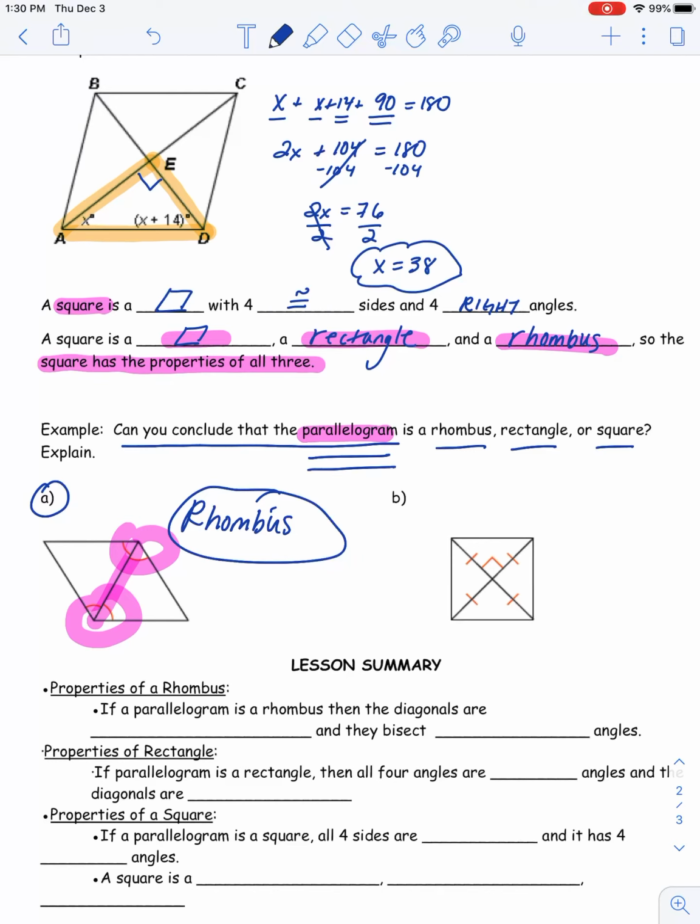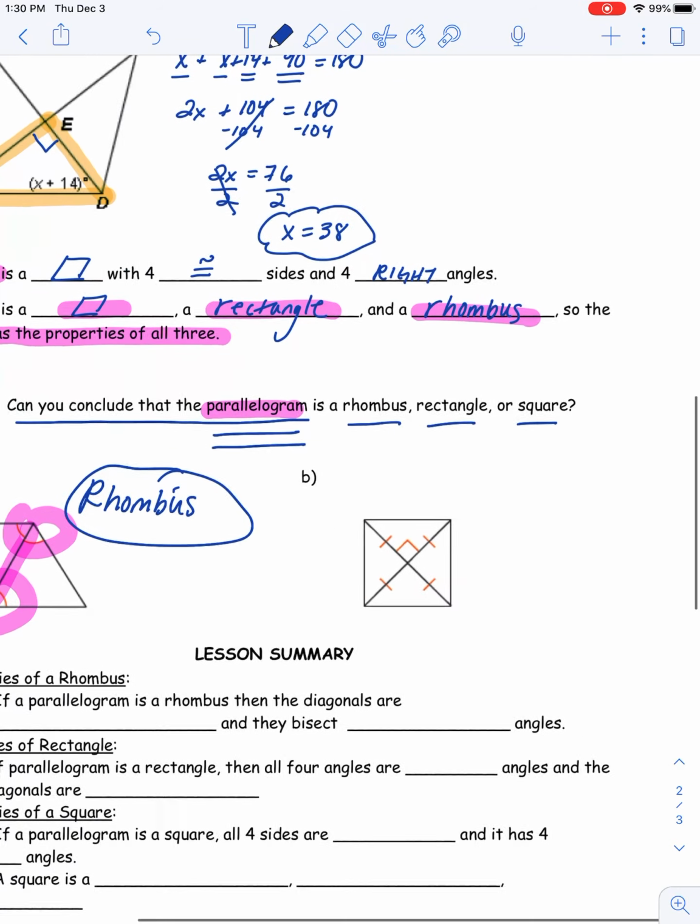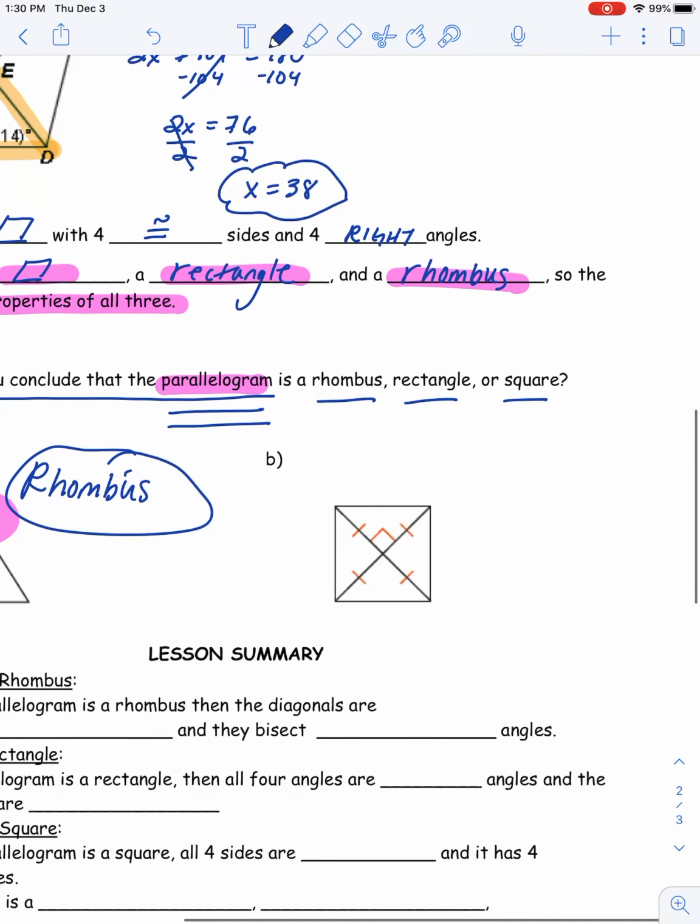All right, so now let's look at this next one, part B. Again, we know it's a parallelogram for sure. Now, is it a rhombus? Well, a rhombus has diagonals that are perpendicular, so that definitely makes it a rhombus. However, I also notice that the diagonals not only bisect each other, but all four of those little segments are congruent to each other. So if you recall from Wednesday's notes, that makes it a rectangle.